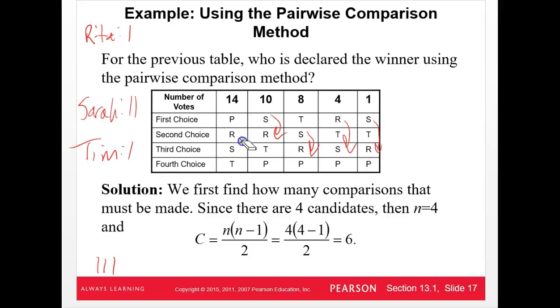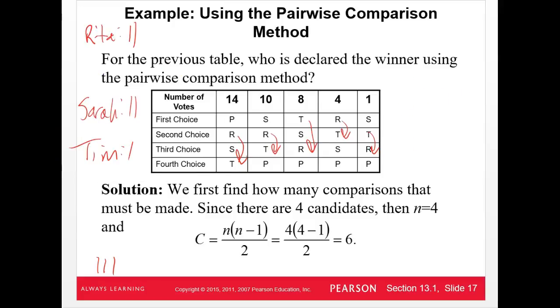All right, and then we'd look at Rita versus Tim. So Rita wins here. She's got 14. Rita beats Tim here, so that's 10. That's more than 19 again. So Tim can't come back and beat her with all the rest of them, because the rest of them only adds to 13. So Rita's the winner versus Tim.